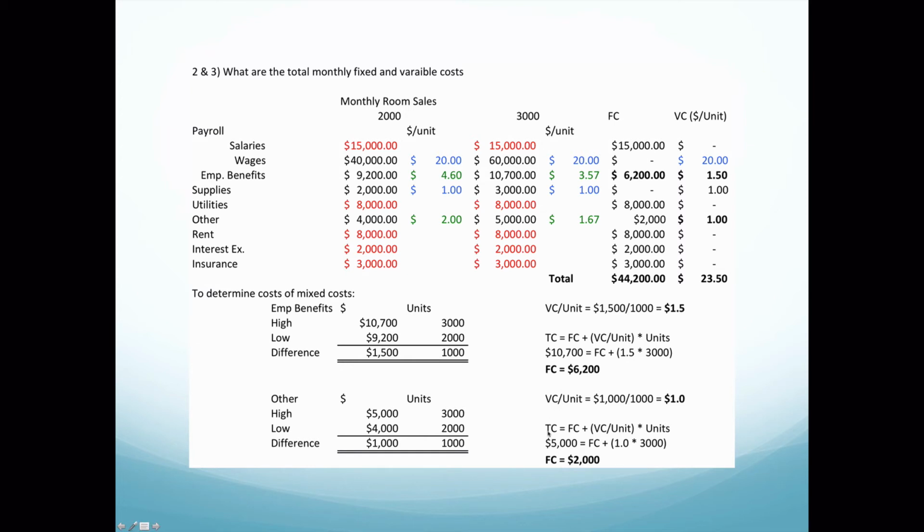So our total cost for the high month is $5,000. Our variable cost per unit is $1. Our units are 3,000. We do the math. Our fixed cost is $2,000. So we plug that in right here. I didn't bold that, I apologize. And it's $2,000. So now we have our costs for every single one of our expense lines. We find a total. Okay. Now on the next slide, we're going to use that total cost to create a formula.